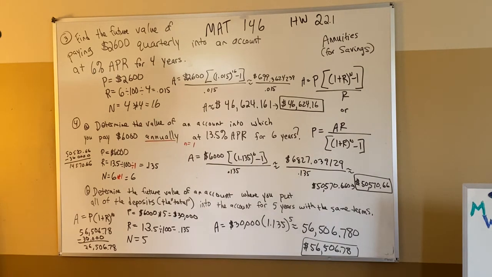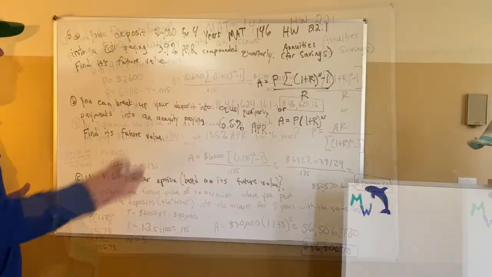So it's better to have all the money at the beginning and have all of it working for you the whole time to make more money. But we don't always have the money right away, so we often have to go to annuities and put money in over time. We're going to look at one more problem here.